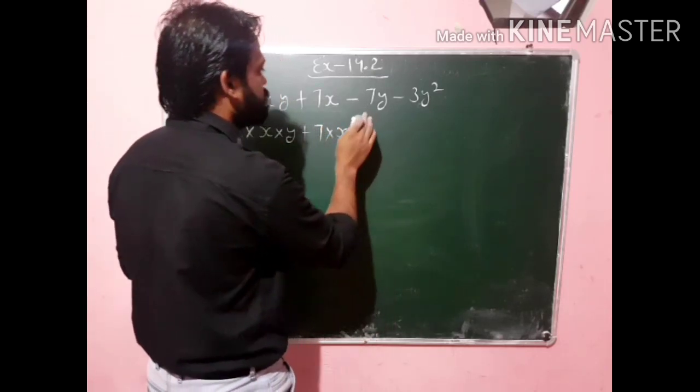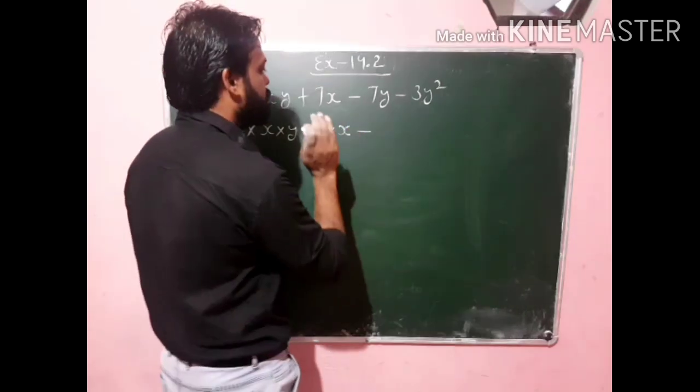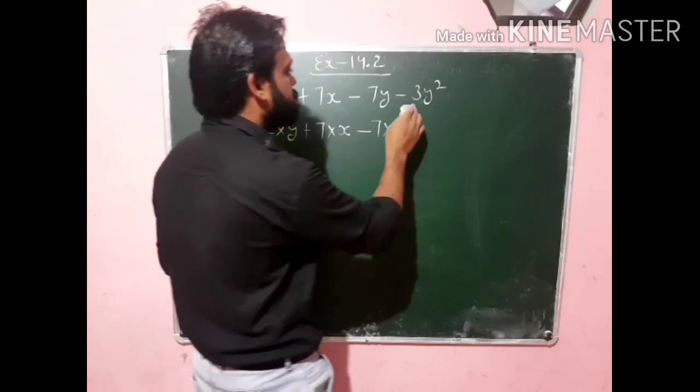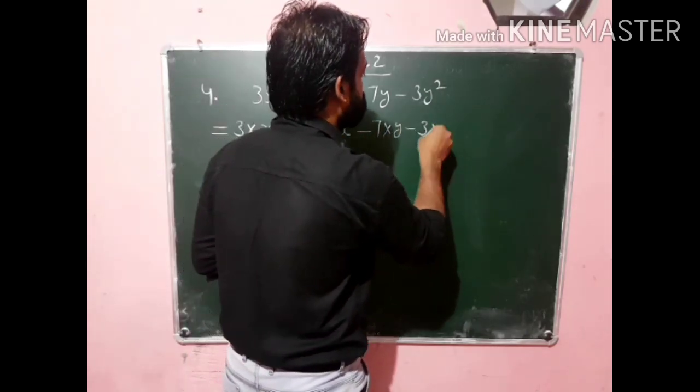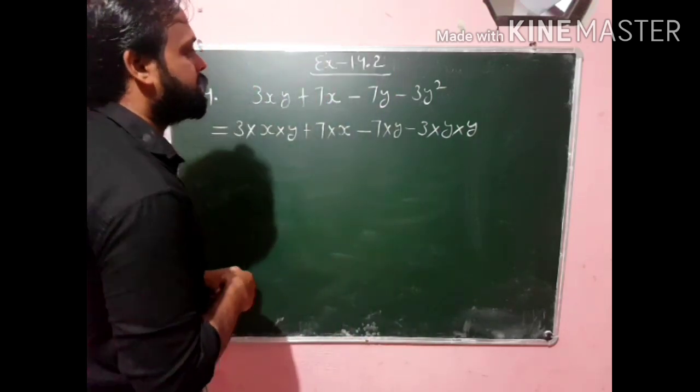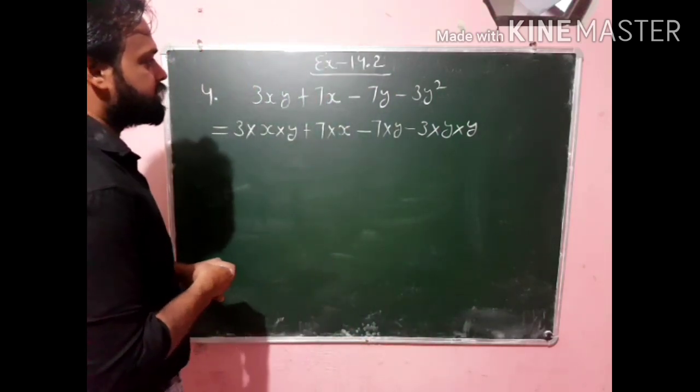Okay, now see this one also. In this case minus is here, so minus as it is. Now make the factor. So it will become 7 multiplied by y, minus 3, and also this y square we have to write down like this way, y multiplied by y. So I hope this is clear to you.